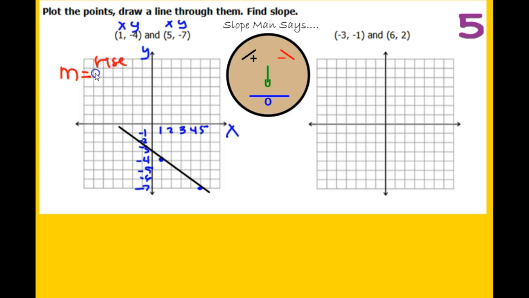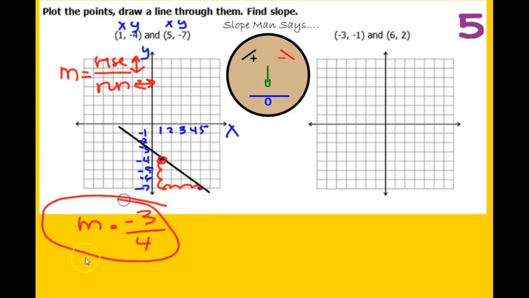Rise over run, up and down, and then left to right. Get in my elevator here first. I'm going to go down negative 1, negative 2, negative 3. Get out and walk over 1, 2, 3, 4 doors down. That's my slope, m. It's how I'm moving. I like to think of m as how I'm moving. I'm going down first, and then I'm going over 4.